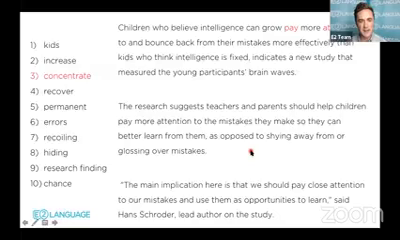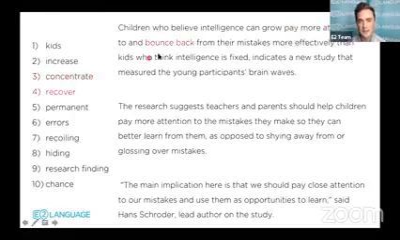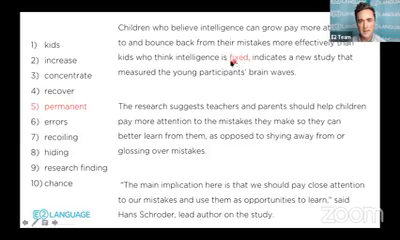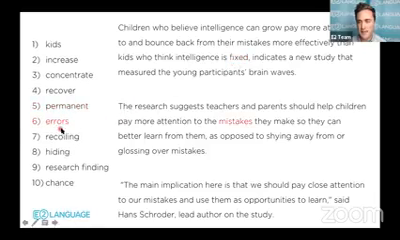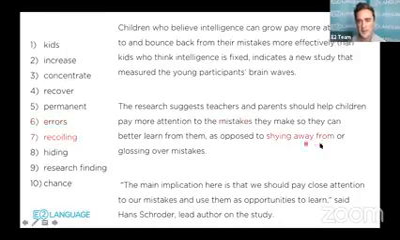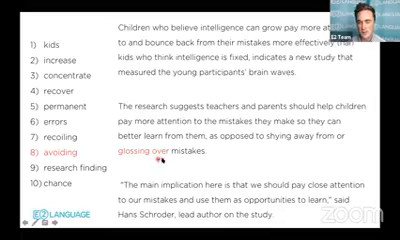Let's go back and think about these synonyms though. Let's say in the question it said something about kids, and then in the text it says something about children. In the question it says something about an increase, and here it says something about growing. In the question it says something about concentrating, and in the text it says paying attention. Recovering, bouncing back, permanent, fixed. In the question it says something about making errors. In the text it uses the word mistakes. Recoiling, shying away from, avoiding, glossing over.